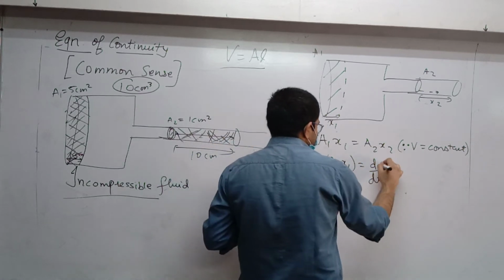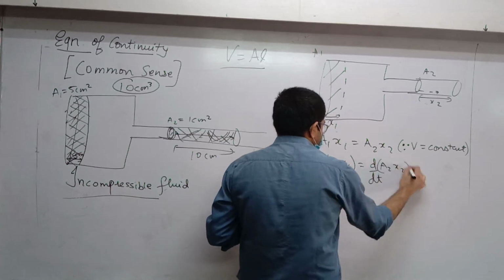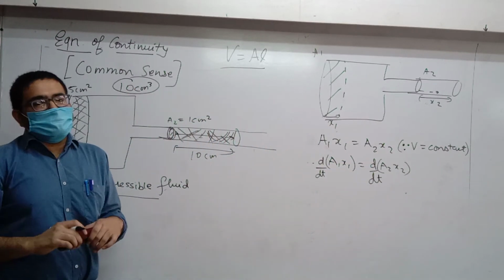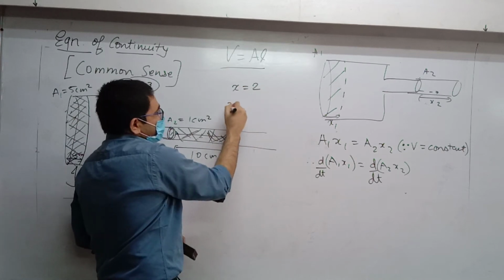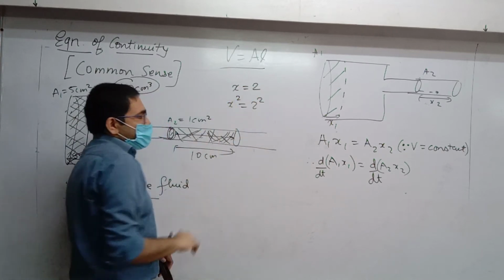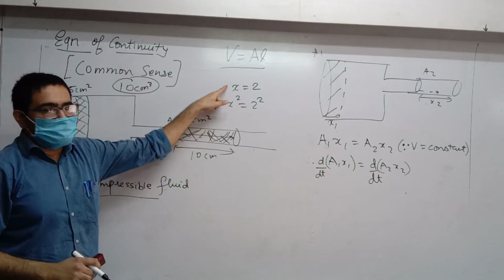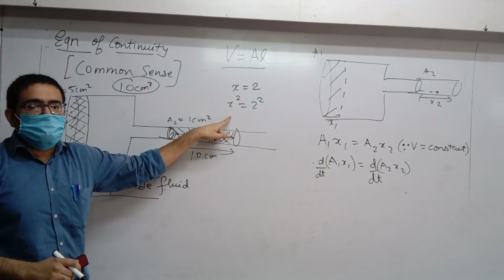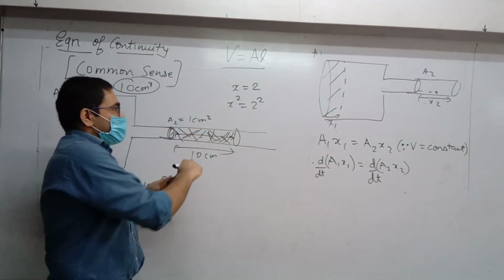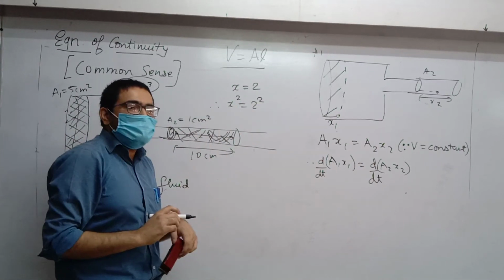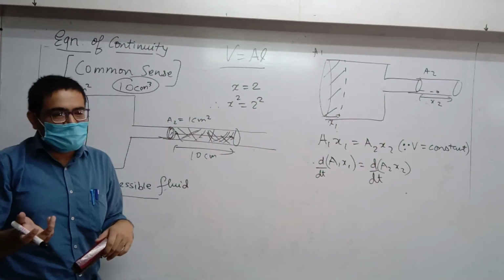Hopefully you remember differentiation. Yes. Okay, see, differentiation is just like squaring. Suppose someone says x equal to 2, so you can square both sides. You understand what I'm saying? Yes or no? If you write x equal to 2, from that you can always write x square equal to 2 square. Why so?